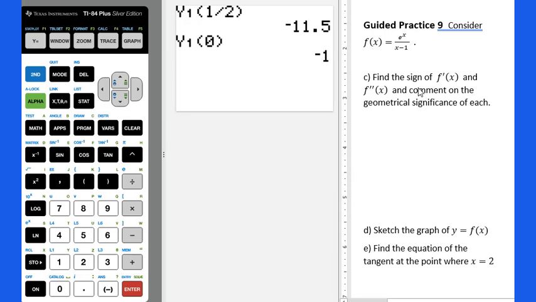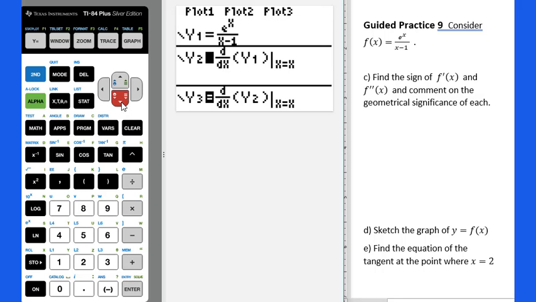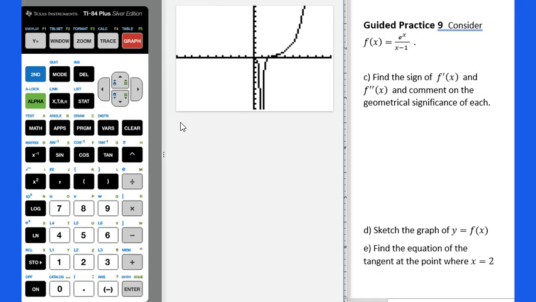Let's go to C. Find the sign of the first derivative and the second derivative of the function, and comment on the geometrical significance of each. So we go to the first derivative and clear y1 and y3. I only need y2. For y2, check window. We need a standard window first. So zoom 6. This is a standard window.